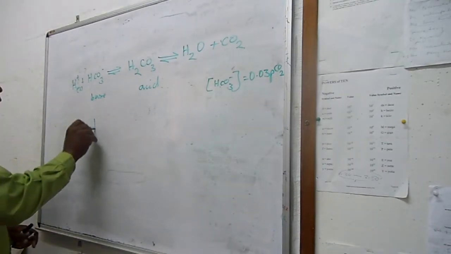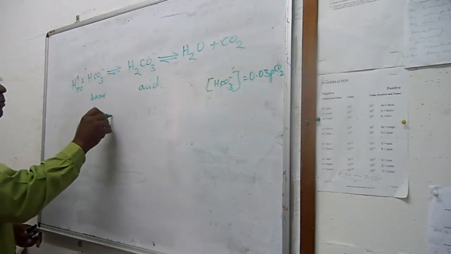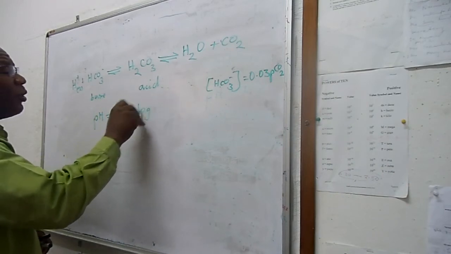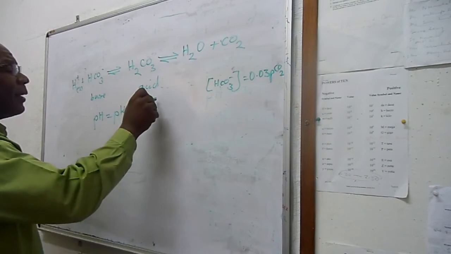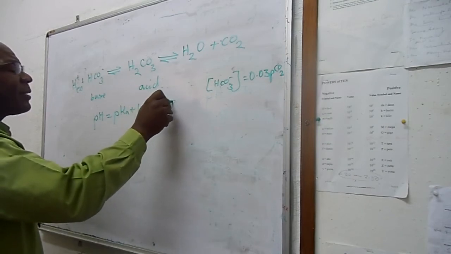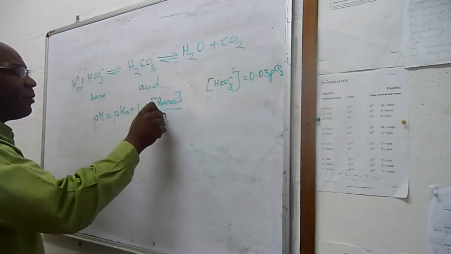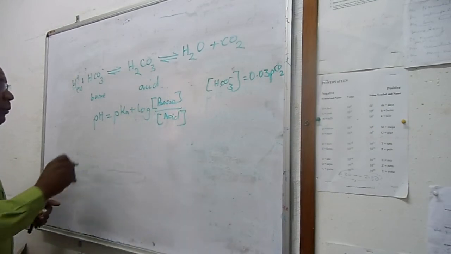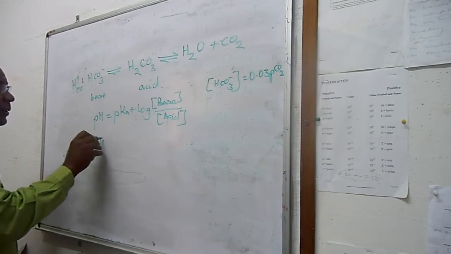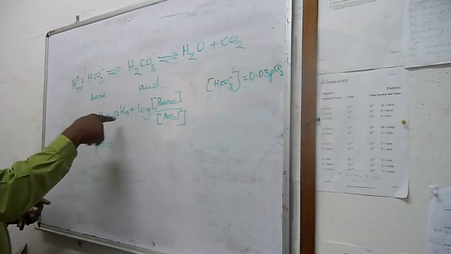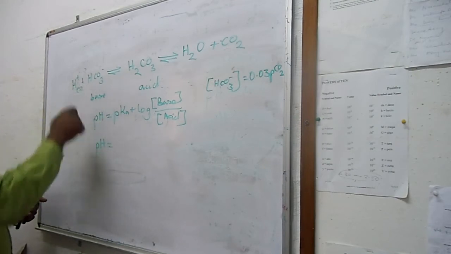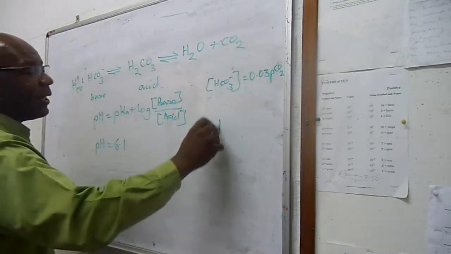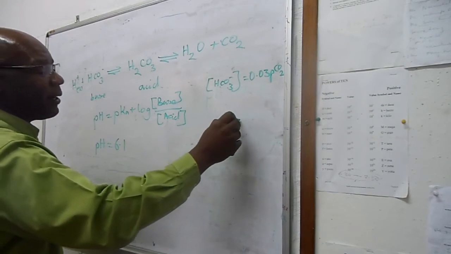Therefore, if you go to the Henderson-Hasselbalch equation, you have pH is equal to pKa plus log of the base over the concentration of the acid. So we can then say pH is equal to the pKa of the bicarbonate ion, which is 6.1. That's the pKa of bicarbonate ion.